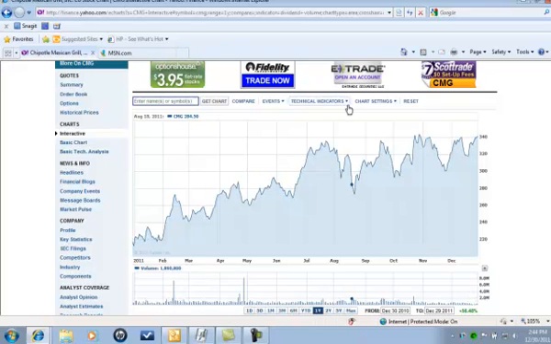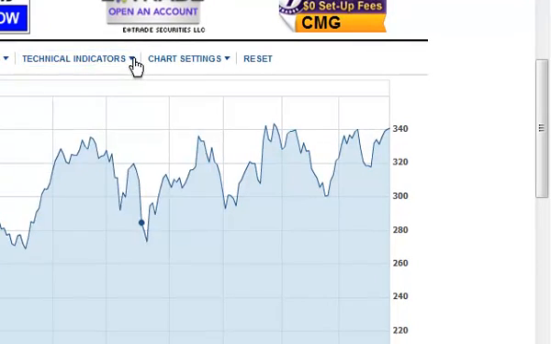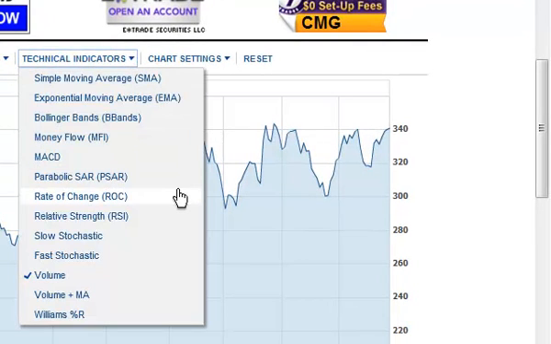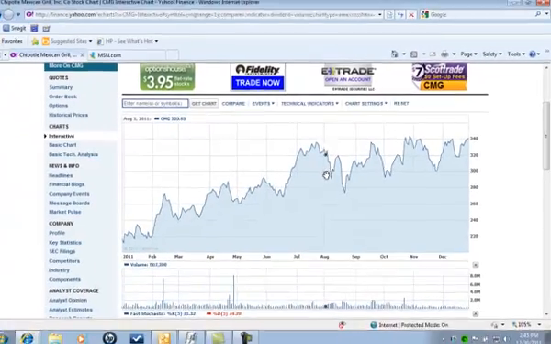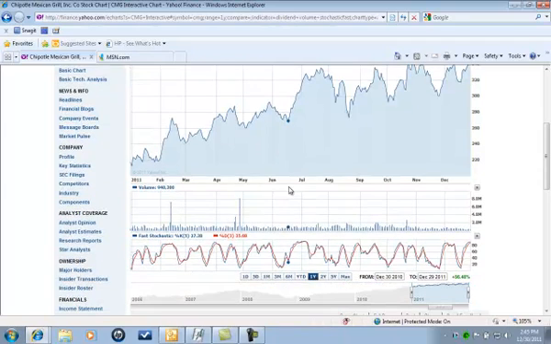And that's about all there is to volume. Now the other thing I like to look at is the fast stochastics. Now don't let that name scare you, because all it really means is that it's a random variable that's used for probability. So we'll draw that, go down here and take a look at it.